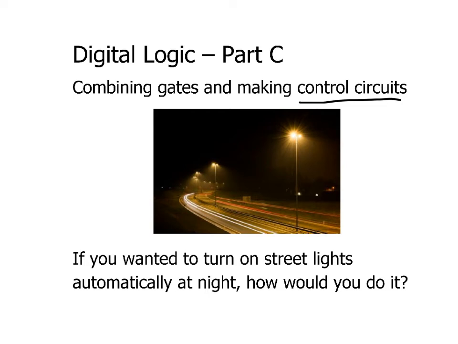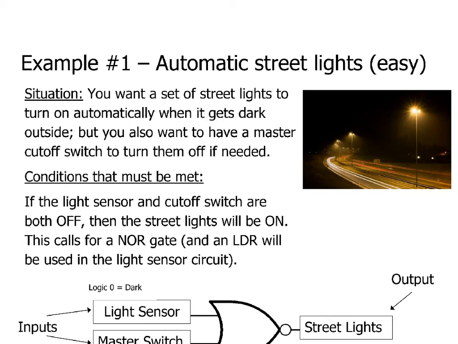How would you do that? Well, you would use some digital logic. So here is a simplified version of how you might do that. An actual control circuit would be more complicated than what I'm going to show you here, but this one would basically work. So here's the situation. You want a set of streetlights to turn on automatically when it gets dark outside, but you also want to have a master cutoff switch, just so that you can turn them off for some reason if you need to. So you want to be able to override the automatic thing with a cutoff switch.